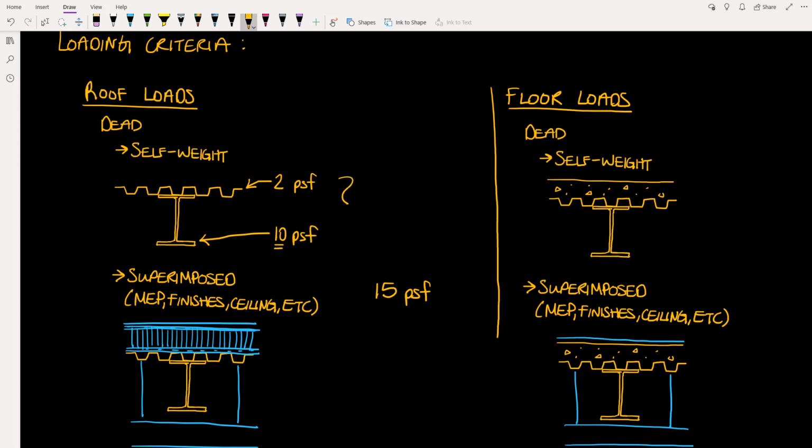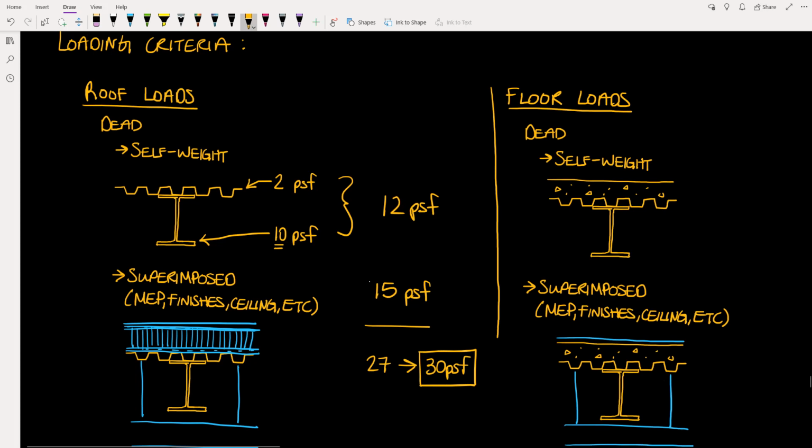So altogether, the self-weight here will be 12 pounds per square foot, and the superimposed dead load will be 15 pounds per square foot. And so our total roof dead load will be 27 pounds per square foot, or we'll just round that up to 30. Again, to be conservative. So our roof dead load, we will use 30 pounds per square foot.